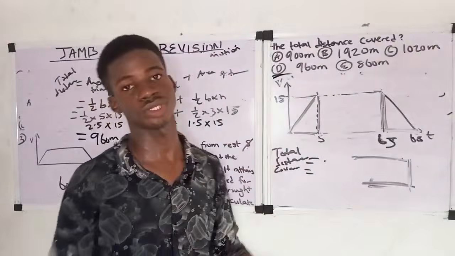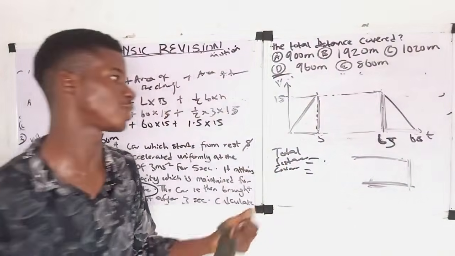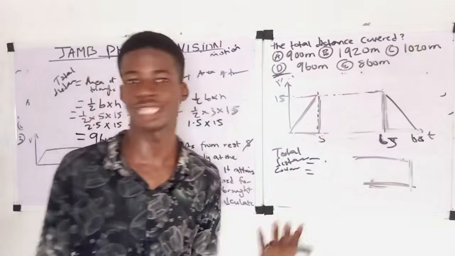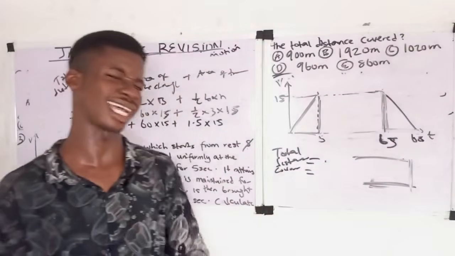So these are the solved questions. They tell you to calculate the total distance covered. Just look for the areas of the shapes inside or under the graph. Okay, now let's move to the next aspect of questions.